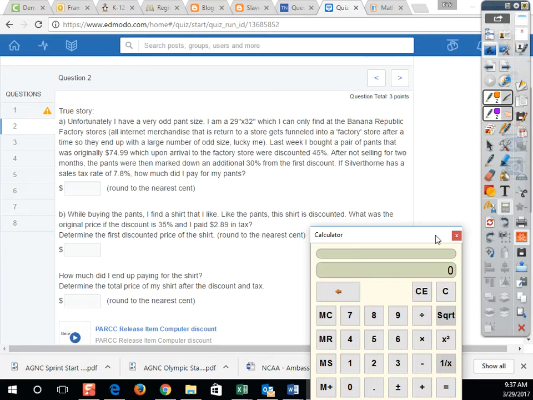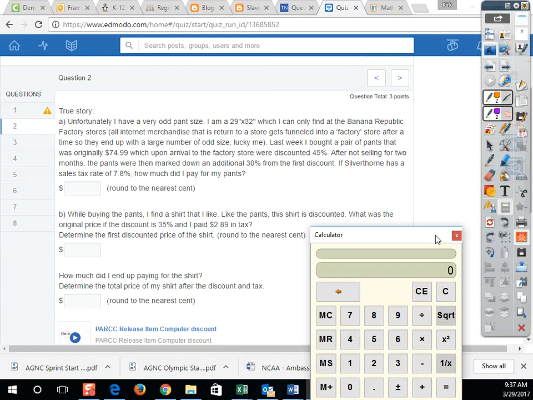Lucky for me. Last week I bought a pair of pants that was originally $74.99, which upon arrival at the factory store was discounted 45%. After not selling for 2 months, the pants were then marked down an additional 30% from the first discount. If Silverthorne has a sales tax rate of 7.8%, how much did I pay for my pants?